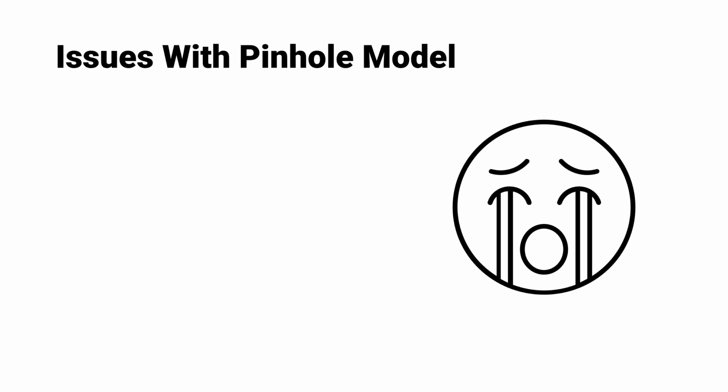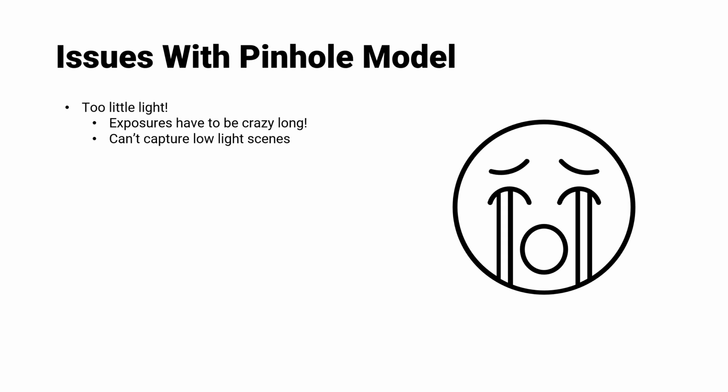So what are the issues with this stuff? The problem is, remember that we made the part of the opening where the light enters the camera very small. It's like a pinhole. So there is too little light. So the problem is that for you to actually capture an image of not a super bright sunny scene, you need minutes to hours of exposure time for the film to actually capture an image which is reasonable. So of course you can't capture low light scenes.